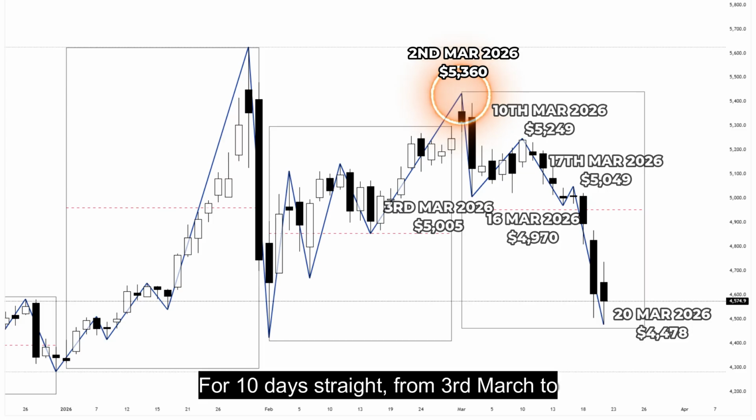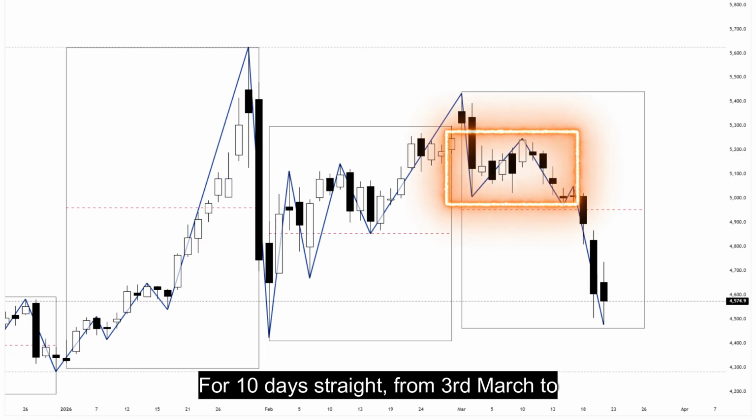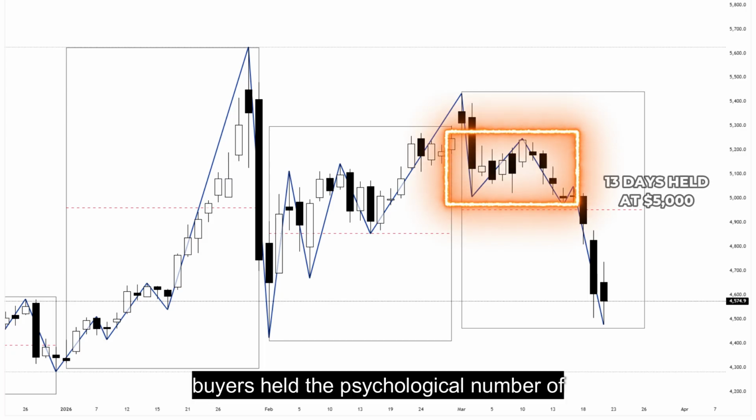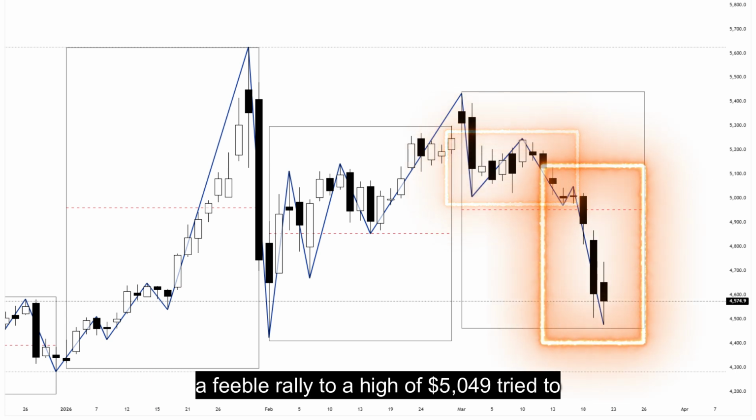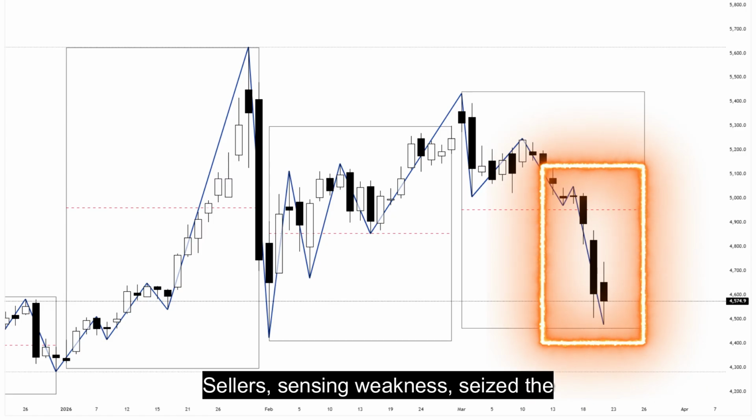For 10 days straight, from 3rd March to 13th March, buyers held the psychological number of $5,000, the equilibrium point. However, this last week it broke on the 16th. The day after, on 17th March, a feeble rally to a high of $5,049 tried to recover, but the attempt was superficial. Sellers, sensing weakness, seized the opportunity to push prices lower, and an onslaught of selling took place for the next 3 days, on 18th, 19th, and 20th March.